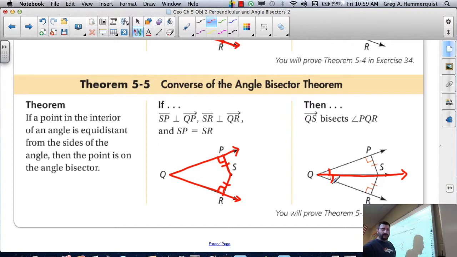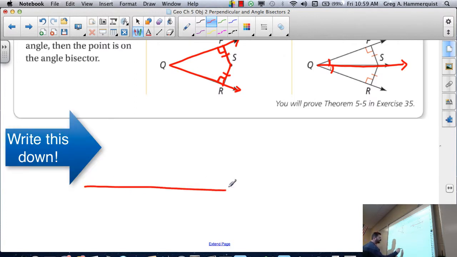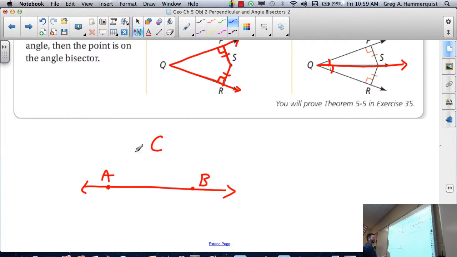Now, one other thing I want to note here, and you're going to have to make room for this on your page, but we also want to talk about the distance from a point to a line. So let's just say I've got some line here, and let's call this line AB. If I pick any point that's not on this line, I'm going to pick point C, and I want to find the distance from C to that line. Well, that distance from any point not on a line to a line is always found on the segment that is perpendicular to it.